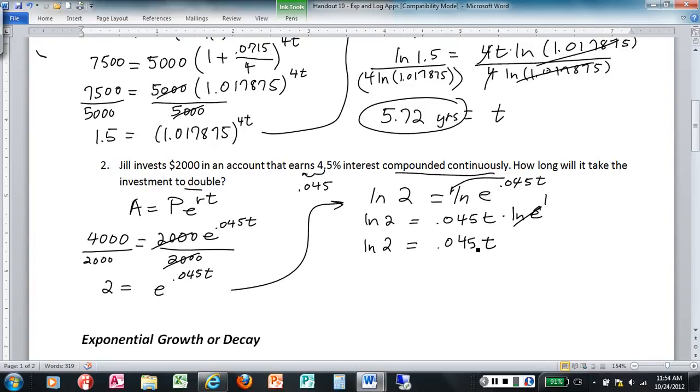Well, solving for t, all I have to do is divide by 0.045. That'll cancel those out. So that'll give me my t. Take the ln of 2, divide that by 0.045, and I get 15.4 years.